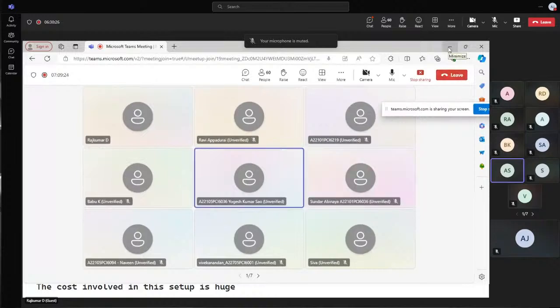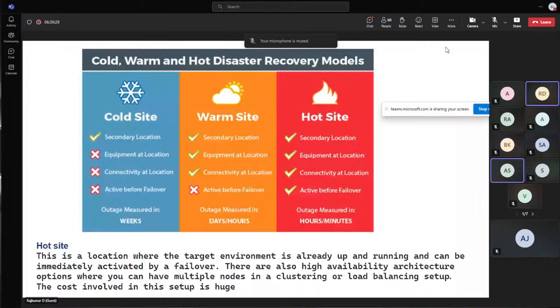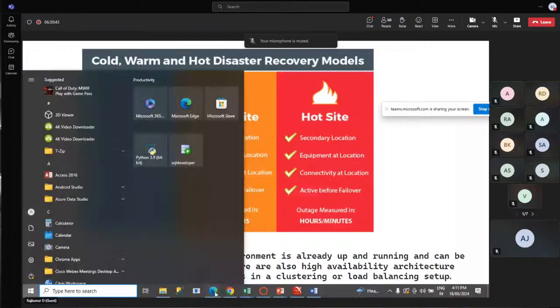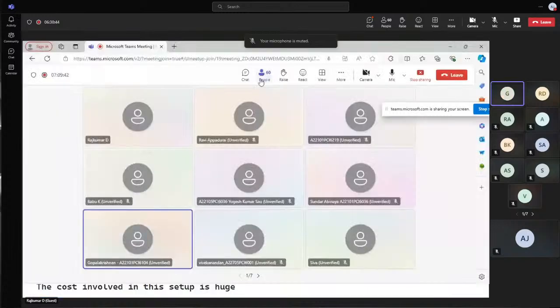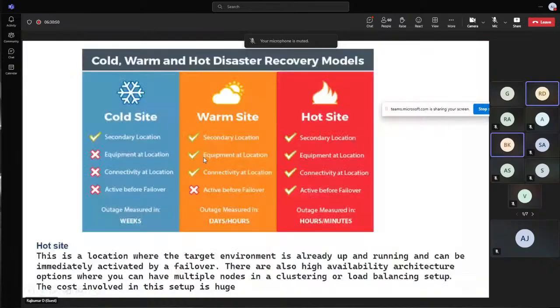Mostly it is warm site, sir. Okay, one person says it is warm. Good. So the outage is measured in terms of number of hours or days. Next, any other answers? Ours is on the hot side. Okay, Gopalakrishnan says hot. Good. Hot, it should be within hours and minutes.